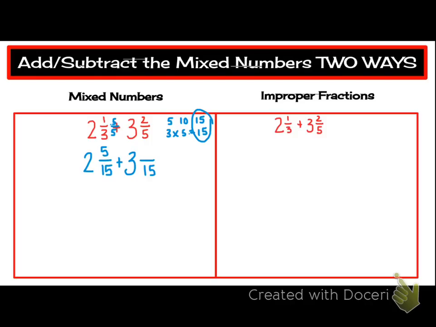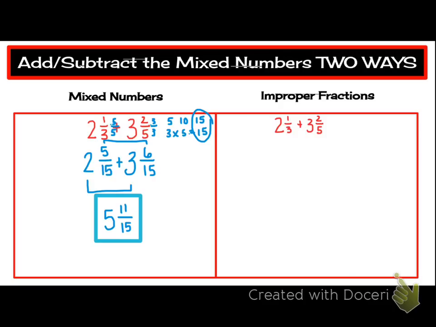So 2 and 5 fifteenths. And I'm going to multiply 5 by something to get 15, which is 3. So I'm going to multiply this one by 3 over 3. So 3 and 6 fifteenths. When I add that together, 2 plus 3 is 5. 5 plus 6 is 11 over 15. I cannot reduce 11 fifteenths, so that is my answer, keeping it mixed numbers.